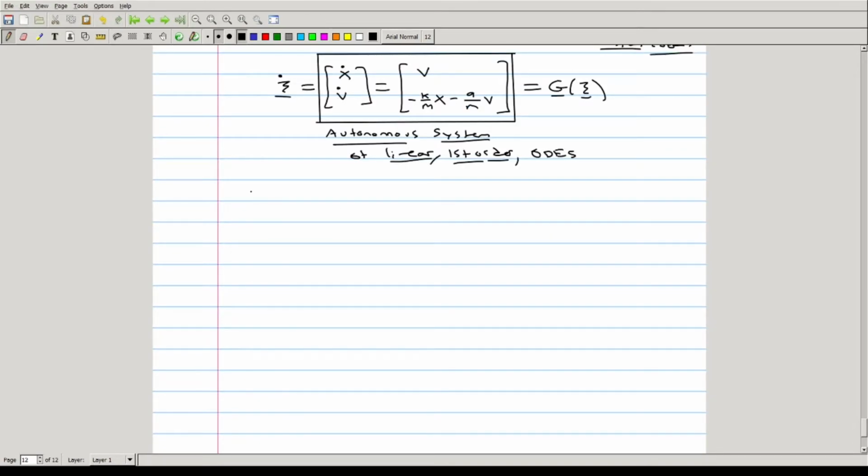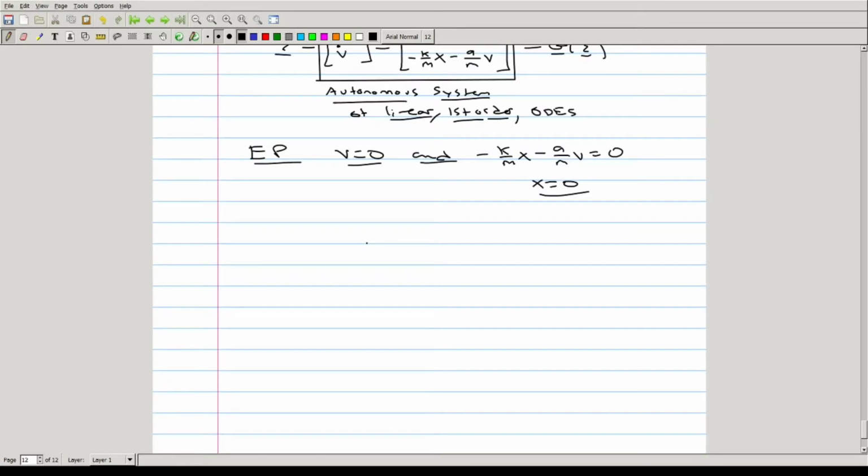The equilibrium points of this system are when v is 0 and negative k over m x minus a over m v is equal to 0. And if v is 0, then this means that x has to be equal to 0 as well. So we have one equilibrium point. And this is where you might run into a little bit of a snag when you try to compute the exact solution in phase space.